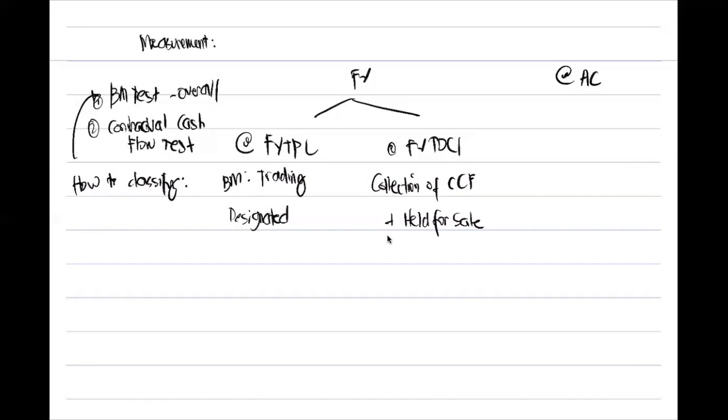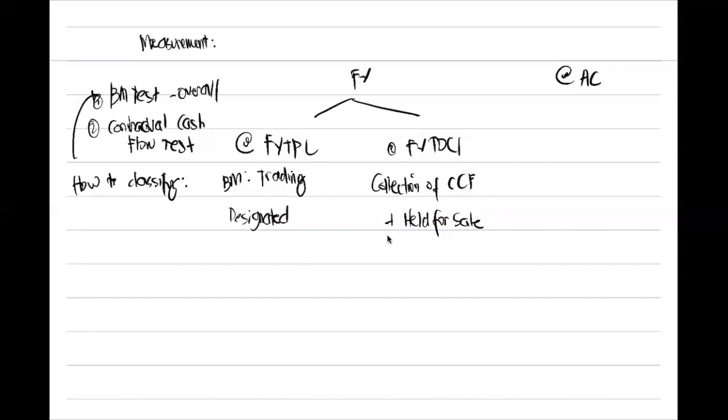You still need to collect contractual cash flows before you sell it. It's only available for sale. It is not actively for sale. Unlike for trading, it is actively for sale because you keep on selling it. While in FVTOCI, it is only available for sale or held for sale. But you still collect for contractual cash flows. Fair value through other comprehensive income.